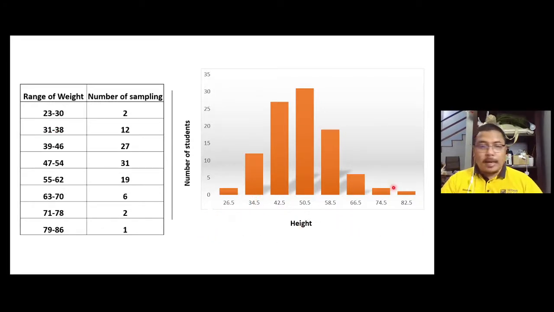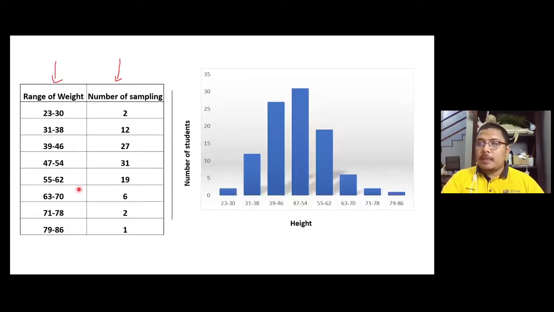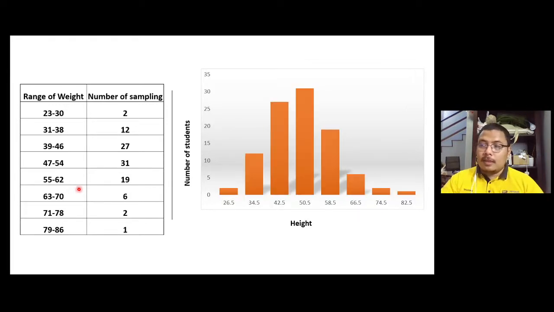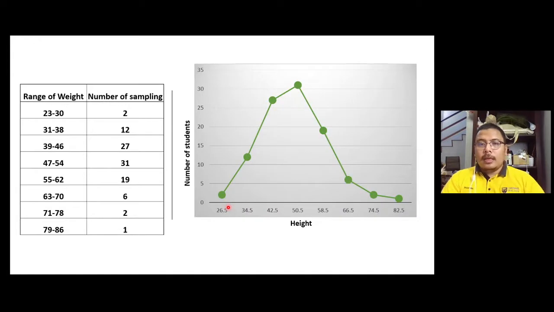So this is the height, the midpoint. And you get the histogram at midpoint. This is similar to this histogram. The only difference is the midpoint here as the x label.